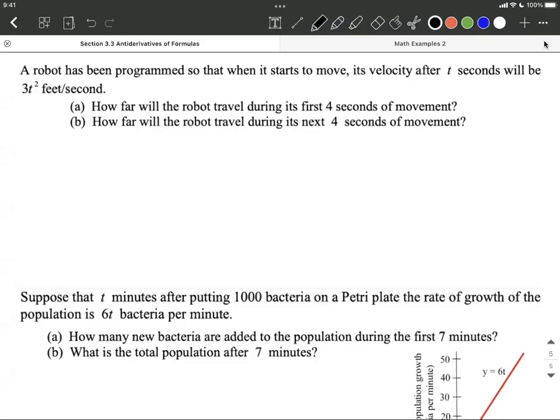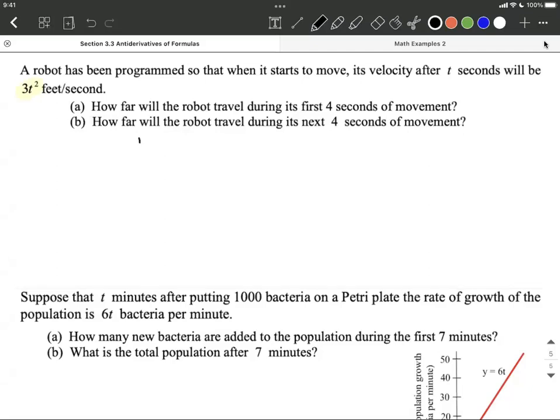Okay, a couple mathematical modeling problems using integration where we have word problems. On this first one, we have a robot that's been programmed so when it starts to move, its velocity after t seconds is given by this function, 3t squared, feet per second. They've given us a function modeling velocity, and we want to answer the question, how far will the robot travel during its first 4 seconds of movement?